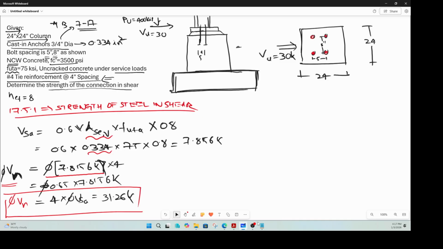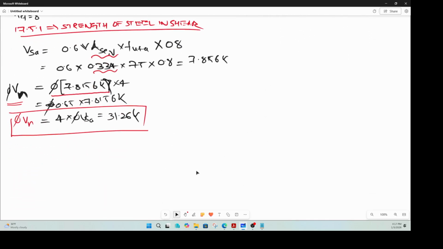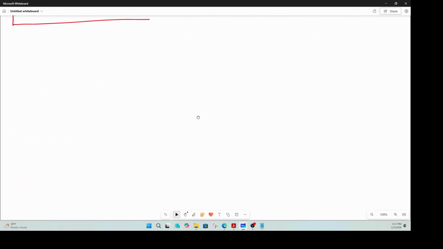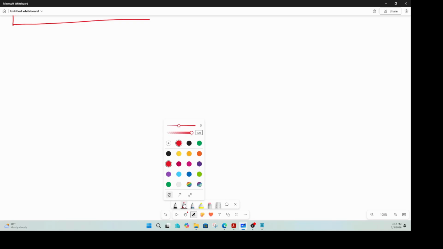Okay. Now the second limit state that we'll be checking is the concrete breakout. Okay. So when it comes to concrete breakout, I need to draw a sketch here for you. Let's see.